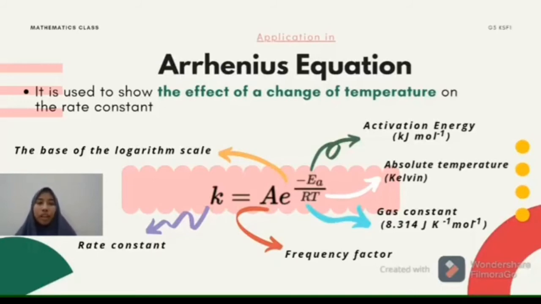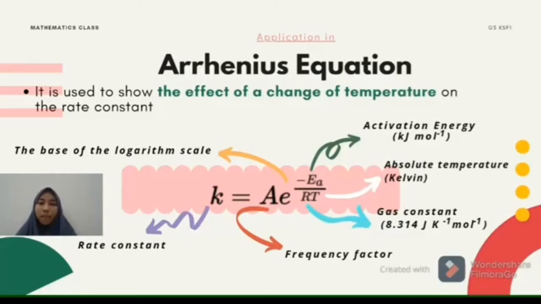Okay, so what is the function of the Arrhenius equation? It is used to show the effect of a change of temperature on the rate constant. So, this is basically the Arrhenius equation, which is k equals A e to the power of negative Ea over RT. Okay, so what is k? k is the rate constant, and we usually use s⁻¹ as the unit. A is the frequency factor. e is the base of the natural logarithm.